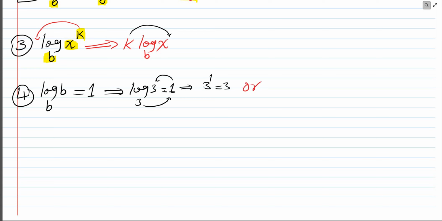Or if you have b as a base raised to the power log base b of x, in this case, since your base here and here are the same, you can cancel them and you will get only x. This is another property.